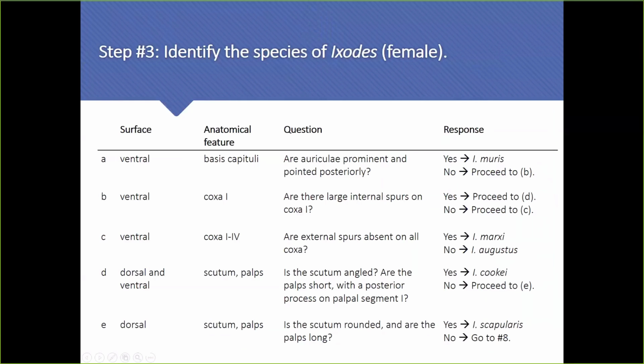Okay, let's get to the ones that we're going to encounter much more frequently, and that's the females. Of course, you find females because they engorge. They're taking a full blood meal in order to lay eggs, so they're much more likely to be encountered and then to be found because they attach and feed for so long.